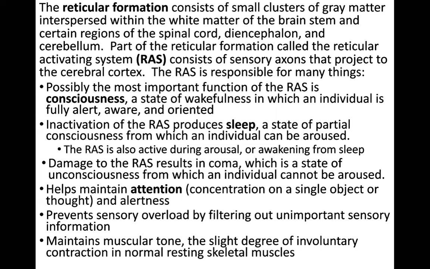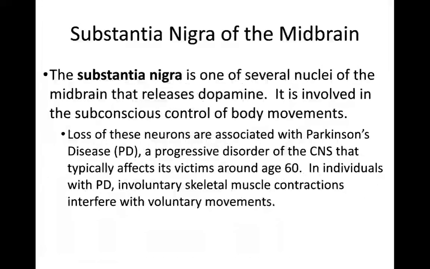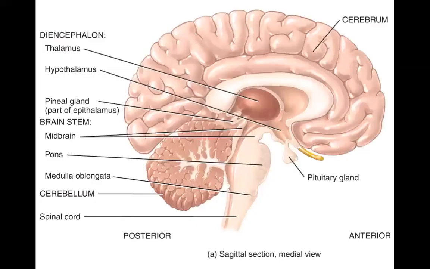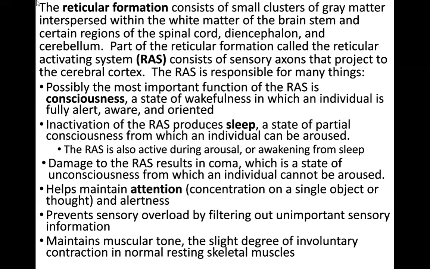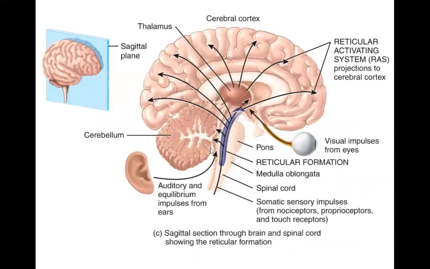Let's talk about the reticular formation. If I go back to this picture, it's not something that you're going to be able to just pinpoint, because the reticular formation is a small cluster of gray matter sprinkled within the white matter of places like our brainstem, spinal cord, diencephalon, and cerebellum. So it's kind of this purple area in the picture on the next page.